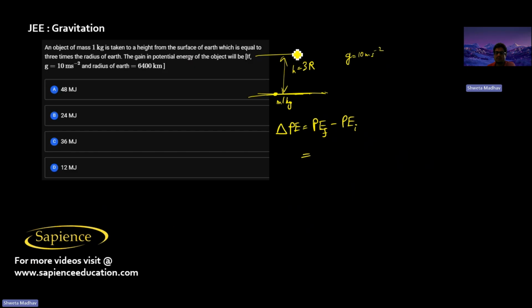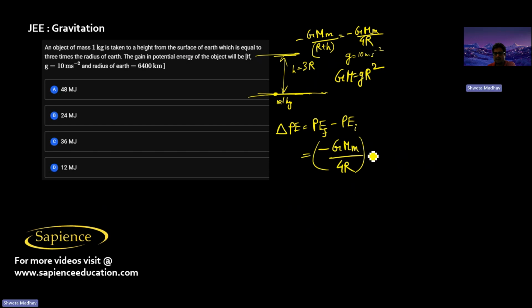So the final potential energy at this height will be equal to minus GMm by r plus h, where small m is the mass and capital M is the mass of the Earth, where GM I can write as equal to g r square. This is minus GMm by r plus 3r, which is 4r. This would be minus GMm by 4r, minus of the initial potential energy, which is minus GMm by r.